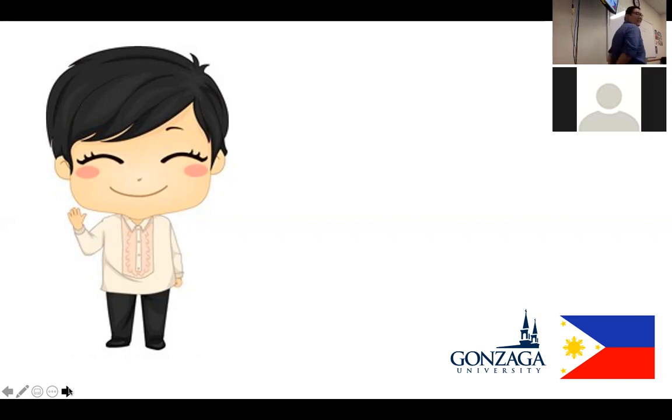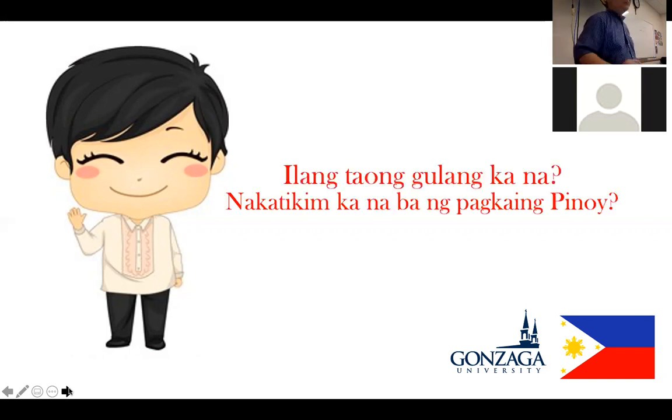Dawson, nakatikim ka na ba ng pagkain Pinoy? Nakatikim means taste. Pagkain, what is pagkain? Okay, nakatikim ka na ba ng pagkain Pinoy? Oo. Okay. Now, that's actually a correct answer. Oo or opo. But for us to make it complete, you have to, of course, get some portions of the sentence. Nakatikim ako ng pagkain Pinoy. Okay, that's correct. Oo or opo, nakatikim na ako ng pagkain Pinoy. Okay?